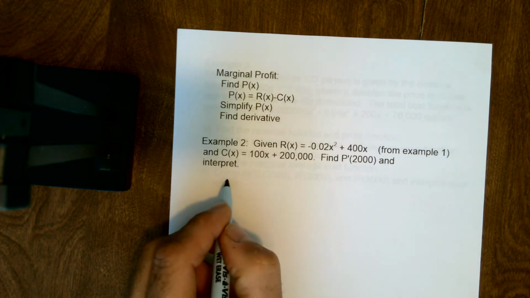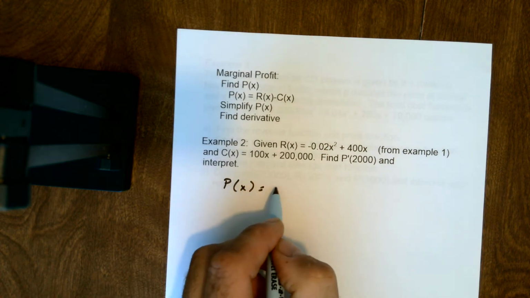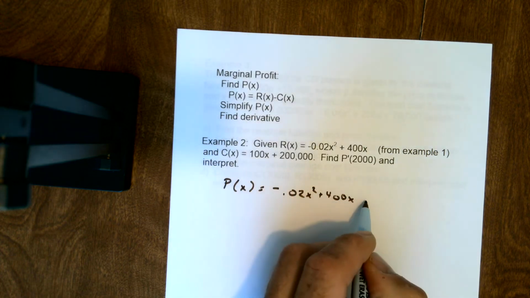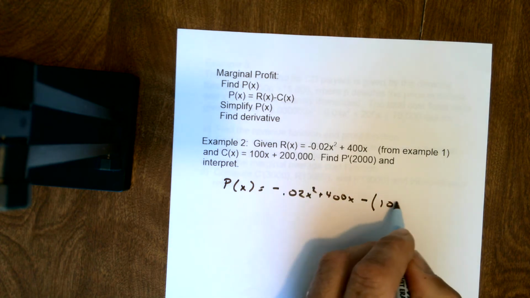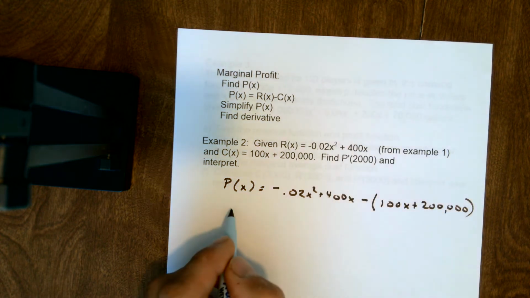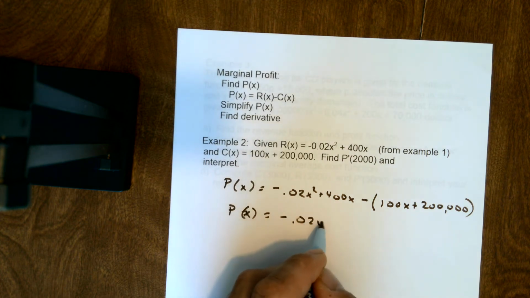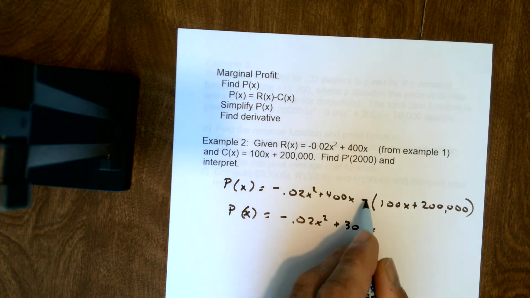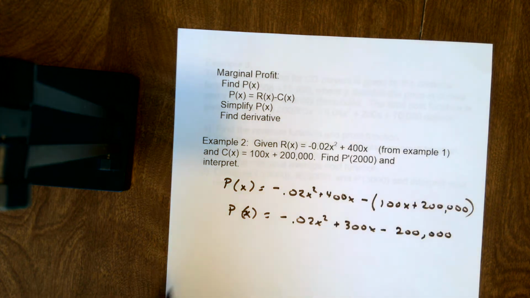So in order to find P prime, we first have to find P of x. P of x is going to be our revenue, negative 1/200 x squared plus 400x. And from that, we're going to subtract. Remember, when we subtract, we have to put that in parentheses. So we subtract 100x plus 200,000. Our P of x, simplified, is negative 1/200 x squared. 400x minus 100x gives us 300x. Remember to multiply that negative through, so we get minus 200,000.